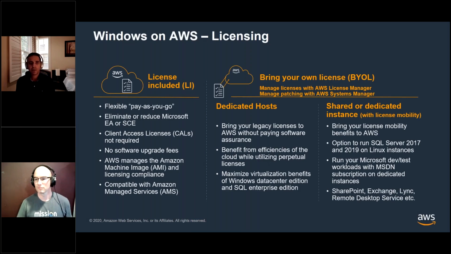So just a quick word on how licensing works on AWS related to Windows workloads. We have two ways in which we can essentially license the Windows workloads. The first one is what we call license included. This is your flexible pay-as-you-go model, where we are reducing your enterprise agreements or SCEs that you might have with Microsoft. So this is a license and an instance of Windows that is offered to you by Amazon.